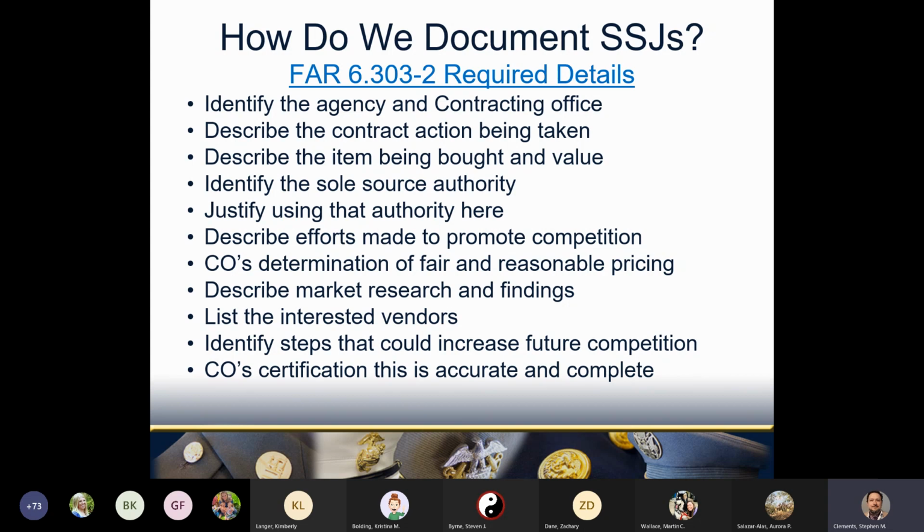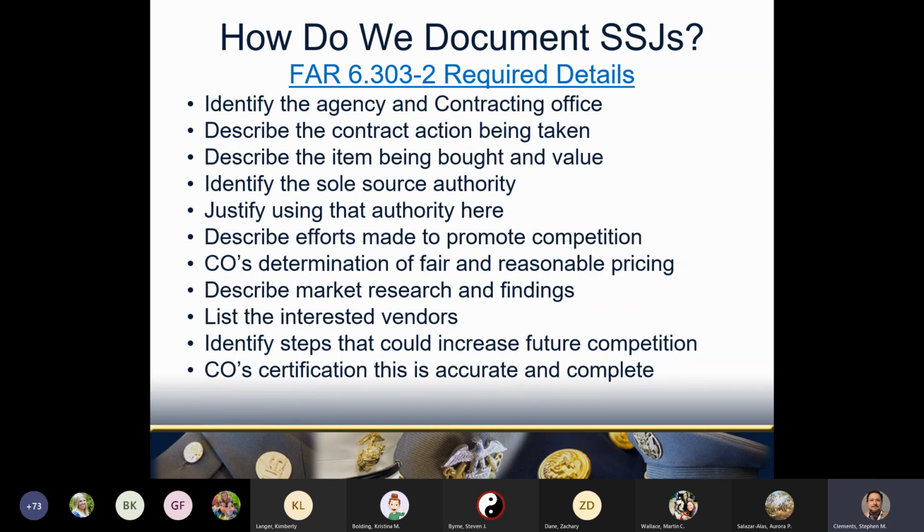Describe the contract action being taken. That's not the same thing as the contract description. That's the third bullet point where you describe the item that you're trying to buy and how much you expect it's going to cost. Describing the contract action is where you talk about, I want to do a purchase order. I want to do a standalone C type contract. I want to make a BPA. I want to do a modification. You're telling folks what specific contract type you're working with.